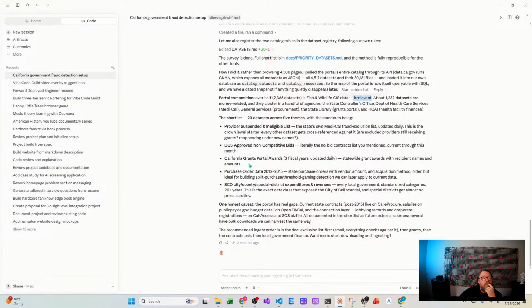Grant portal awards. Statewide grants with recipient names and amount. Purchase order data, 2012 through 2015. It's ridiculous, man. Do they not have an updated version of that?